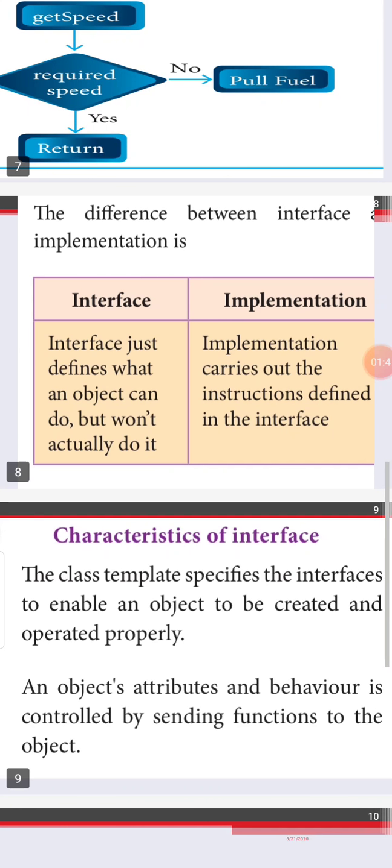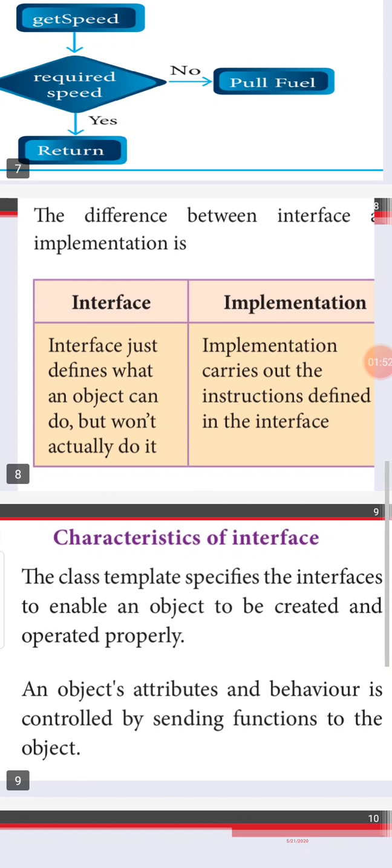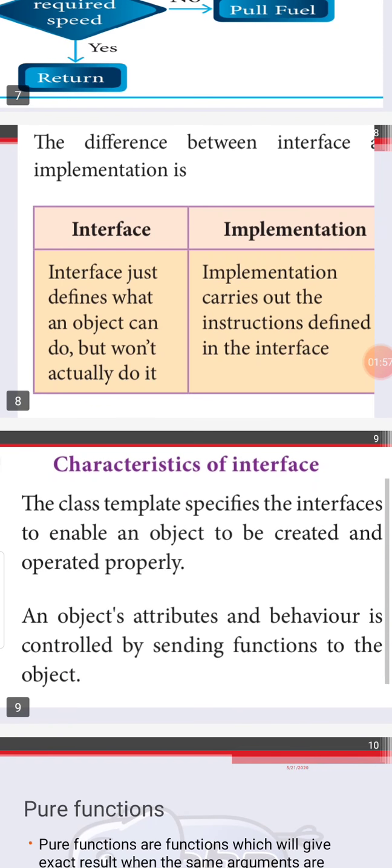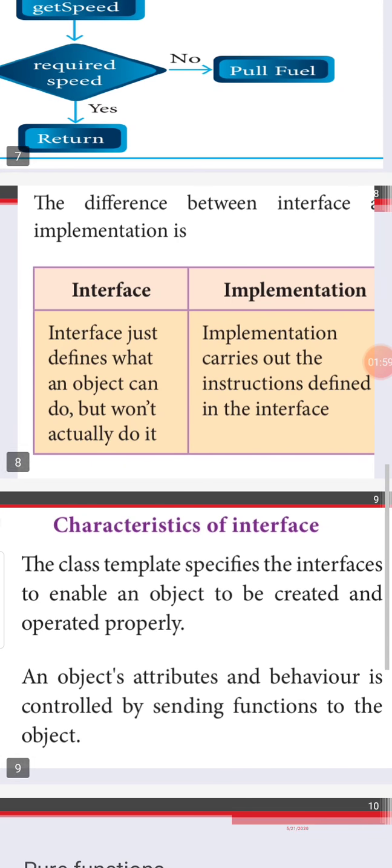It is just a definition of what we are going to do, and the implementation is where we carry out the things that we have defined under the interface.